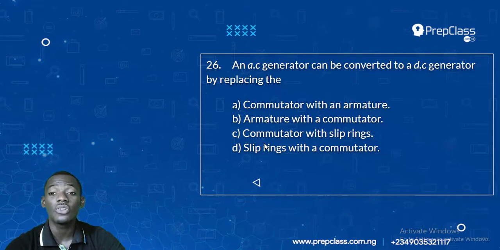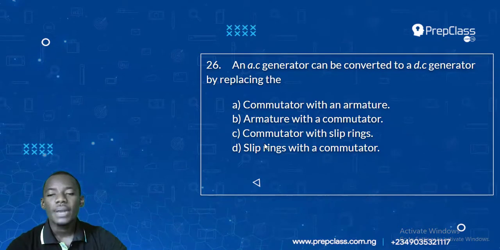Now, first of all, you have to know this question is talking about a generator. Most of us have a generator at home, but there are principles for the working of a generator, and there are two major types of generator: AC generator and DC generator. AC means alternating current, while DC means direct current. So we have those two types of generator.